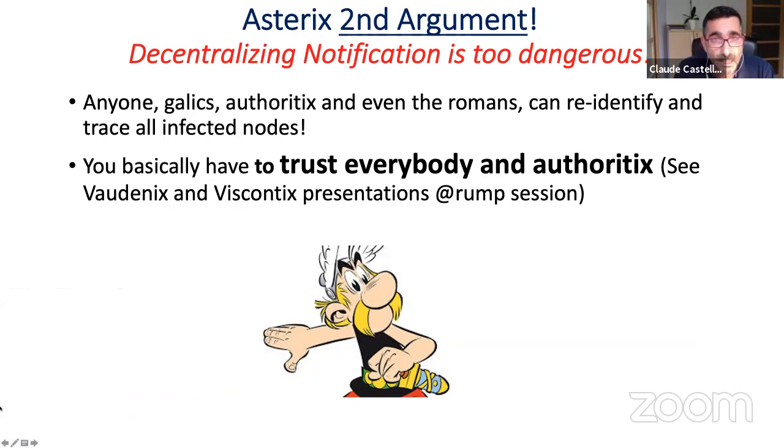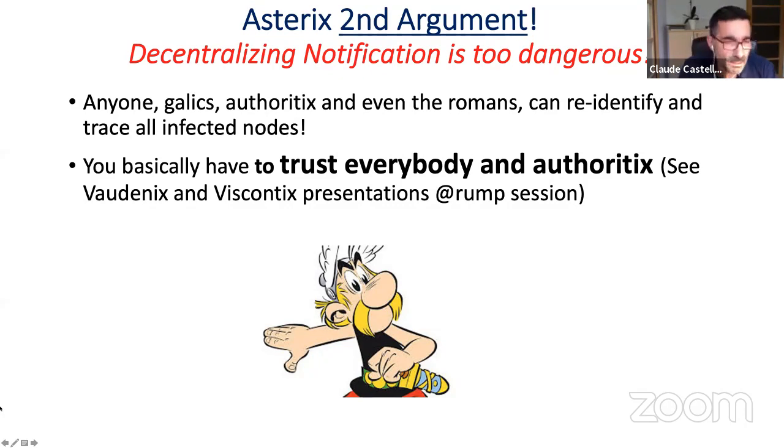Asterix's second argument is that decentralizing notification is too dangerous, right? Because there are some actual attacks that were presented recently. There were demos out there that show that anyone, Gallics, authorities, but even the Romans can re-identify and trace all infected nodes. So which basically means that if you decentralize notification, you basically have to trust everybody, right? The Gallics, the Romans, but also the authority. So if you want more information, just look at the presentation that was performed last night during the RAM session by Vodenix and Viscontix. They are pretty clear on why you have this issue with decentralization.